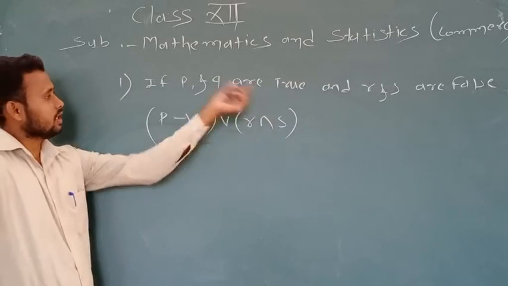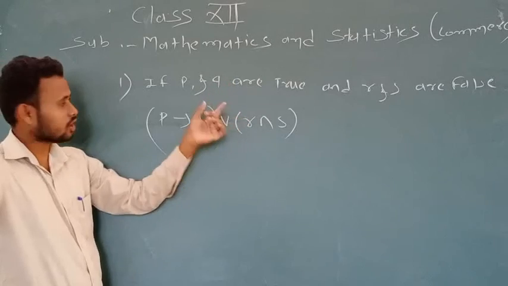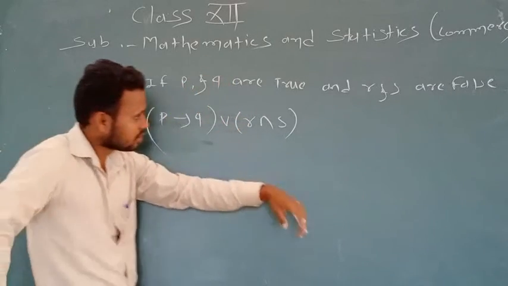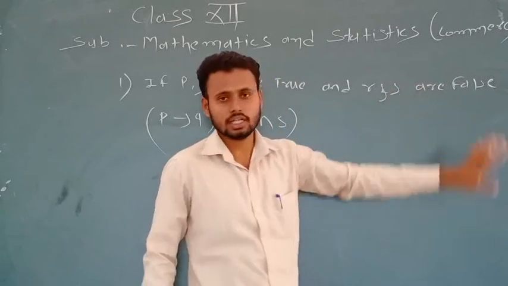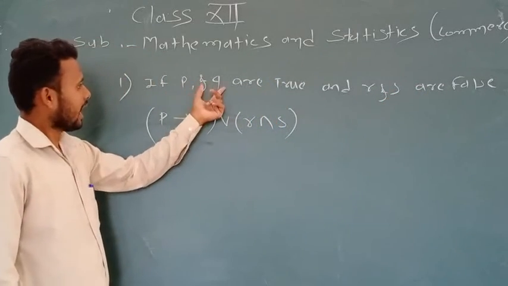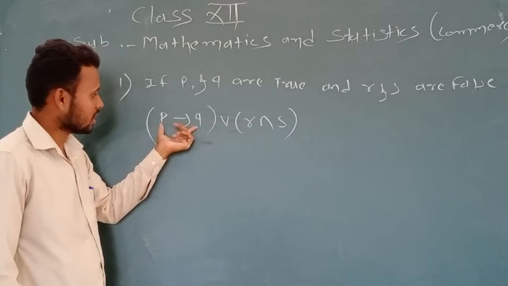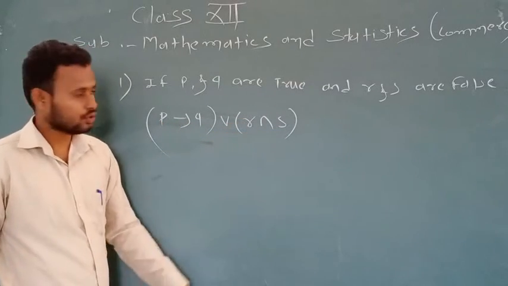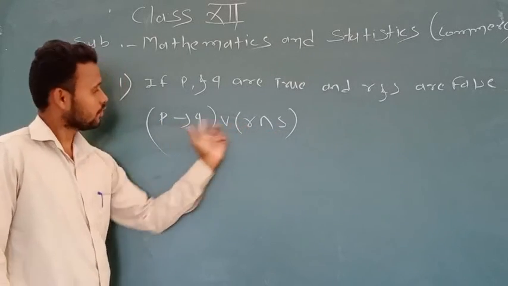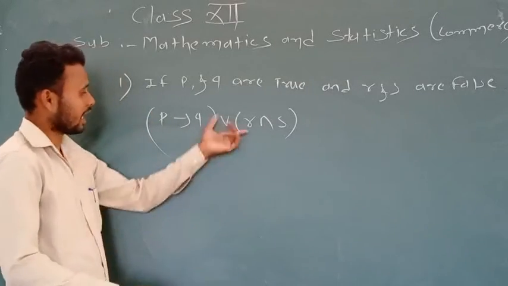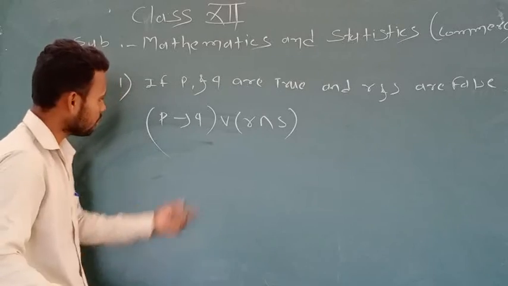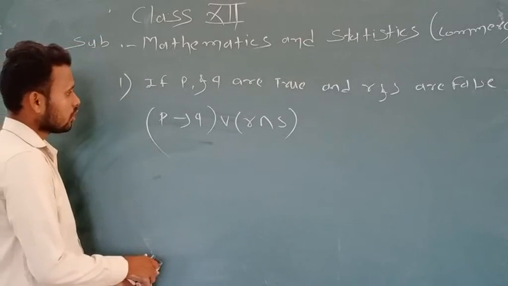Now, solution here. P and Q are true, therefore the truth value of P and Q is T. Similarly, R and S are false, therefore the truth value of R and S is F. Therefore, we substitute T for P and Q, and F for R and S, and then we can use the truth table for logical connectives, and we get the required truth value of that statement.